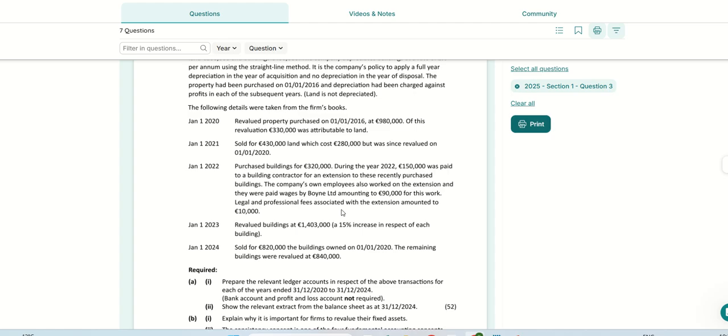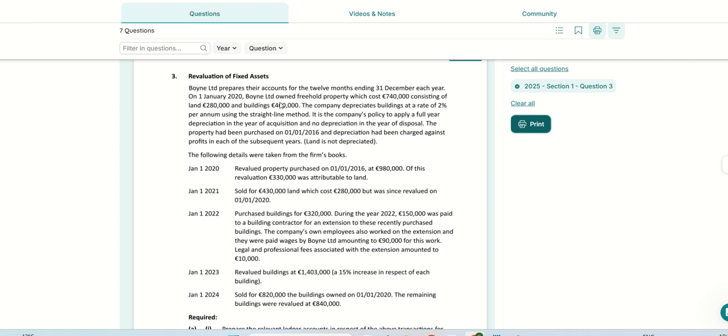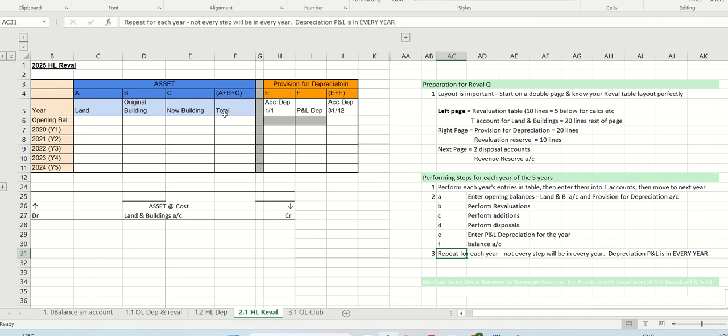Okay, so we're going to fill in our table for the first year. So when we read it here, they're telling us that we have land and buildings, 740,000 in total, made up of 280 and 460. So we're putting 280,000 into the land, we're putting 460,000 into the buildings. So our total for land and buildings in our opening balance is going to be 740,000.